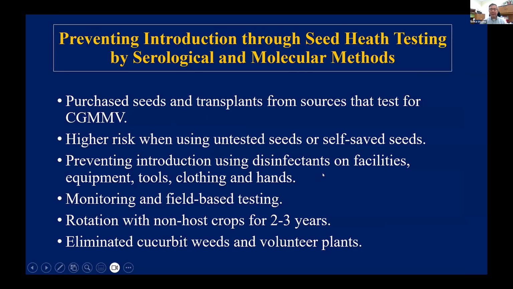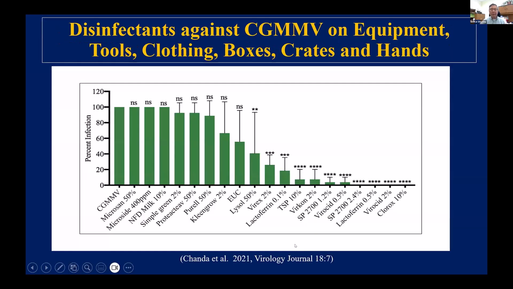Preventing introduction also means using disinfectants on facilities, equipment, tools, clothing, and hands. In the field, you need to monitor for symptoms more closely, and use field-based testing like immunostrips. Rotate with non-host crops for quite a long time, 2-3 years, because tobamovirus is very persistent in the soil. Eliminate cucurbit weeds and volunteer plants, since some cucurbit weeds are hosts.